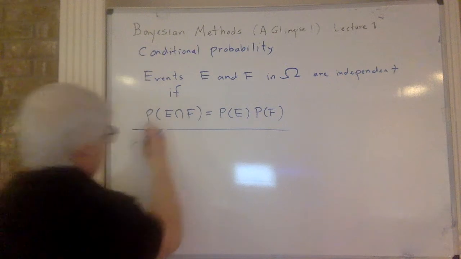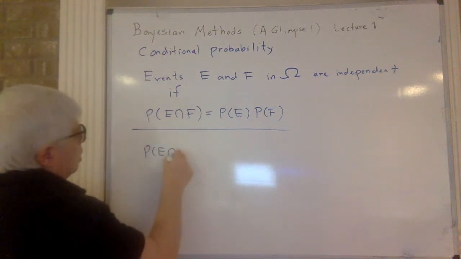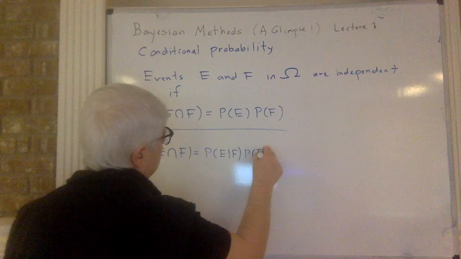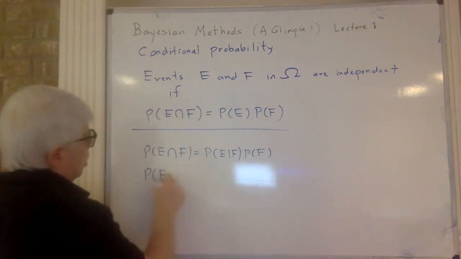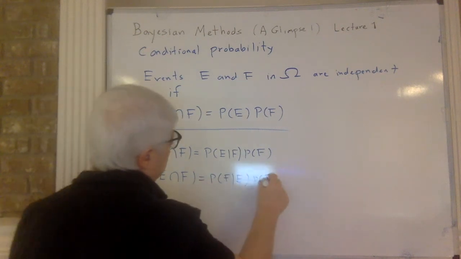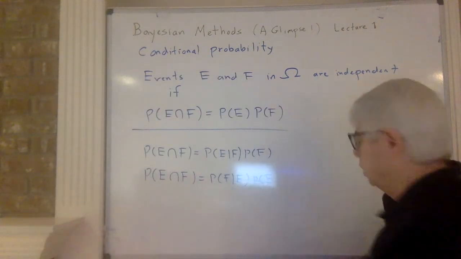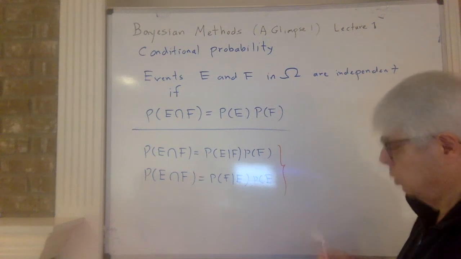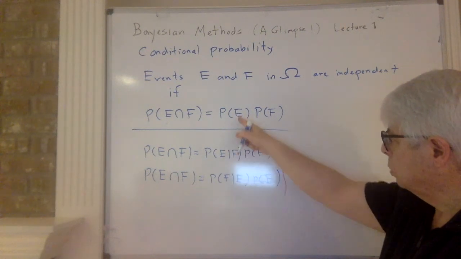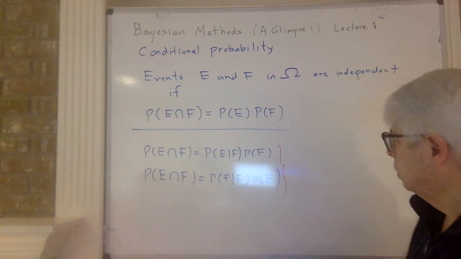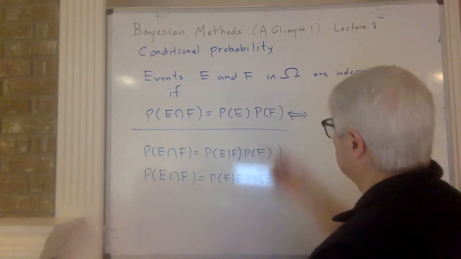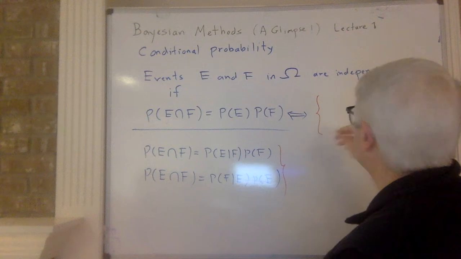Remember, the formula wasn't like this. P of E intersect F was P of E given F, P of F, and the other one was P of E intersect F was P of F given E, P of E. So, if I compare these two with this, this one should equal this one, and this should equal this. So a consequence of this, in fact, is that I can assume this and find that. So these are equivalent, and even one of them is the same.